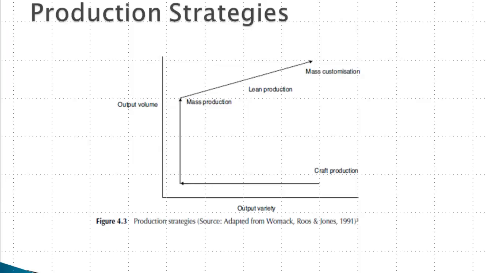So if we have a look at manufacturing now, we'll see that there's a lengthy journey. It started traditionally as craft orientated and moved along into mass production, lean production and mass customization. So we'll look at these in a bit more detail.